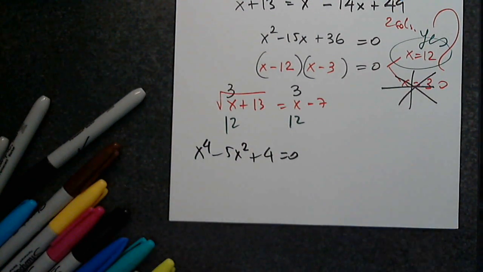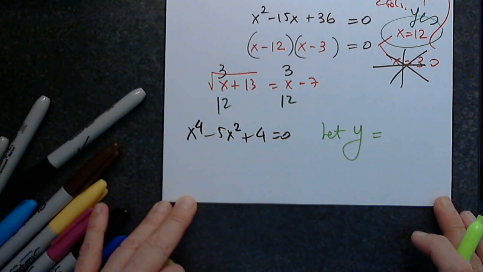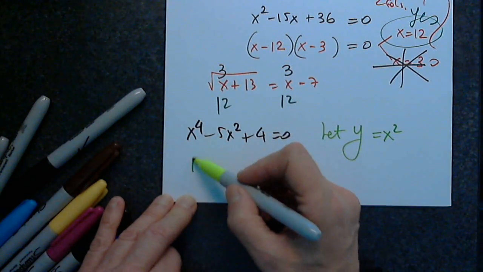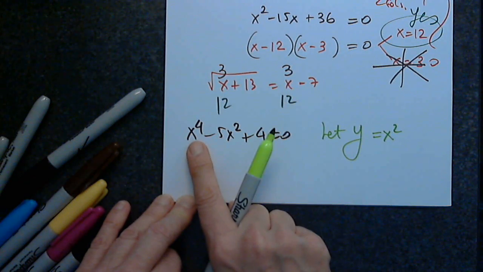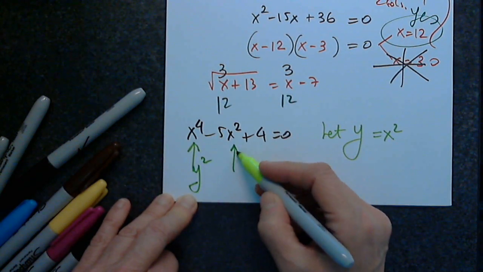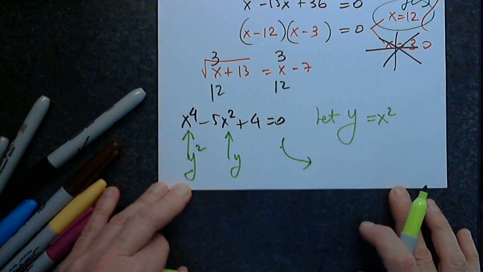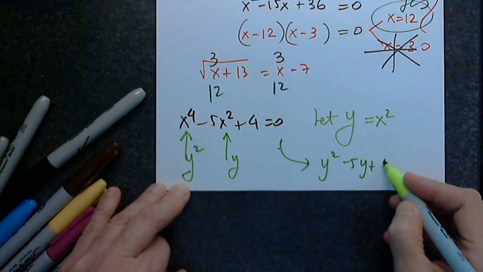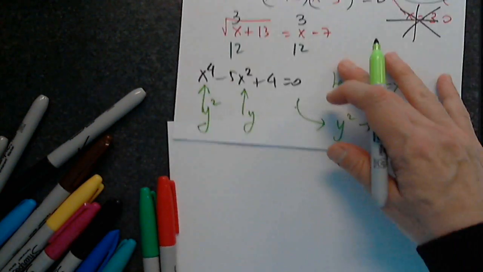I will say let y be, very good, x squared. Only if this is y squared, this is y. So then the equation becomes y squared minus 5y plus 4 equals 0. This I know how to factor. How do I factor it?